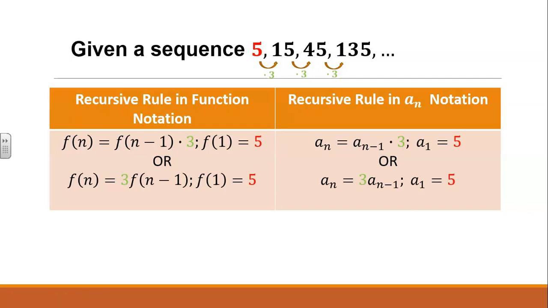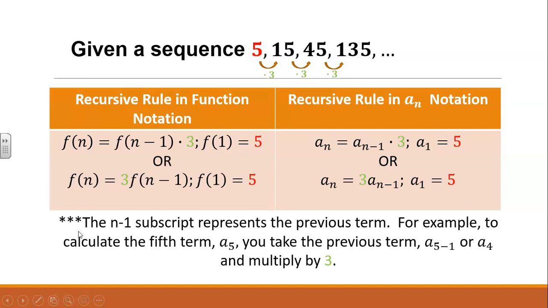Here you can see that we're still showing repeated multiplication by either putting times 3 after a sub n minus 1 or multiplying 3 to a sub n minus 1 in this way. And a sub 1 equals 5, just like f of 1 equals 5. Remember that the n minus 1 subscript represents the previous term. For example, to calculate the fifth term, a sub 5, you take the previous term, a sub 5 minus 1, or a sub 4, and you multiply by 3.